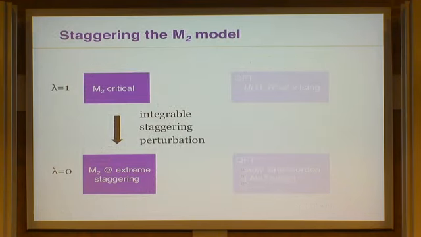A few more things. So I discussed the critical lattice model, the critical CFT, and how you go from one to the other. Now let's look at staggering. So let's do the M2 model, and let's look at this integrable staggering perturbation to modify the model, go massive, and see what that gives.